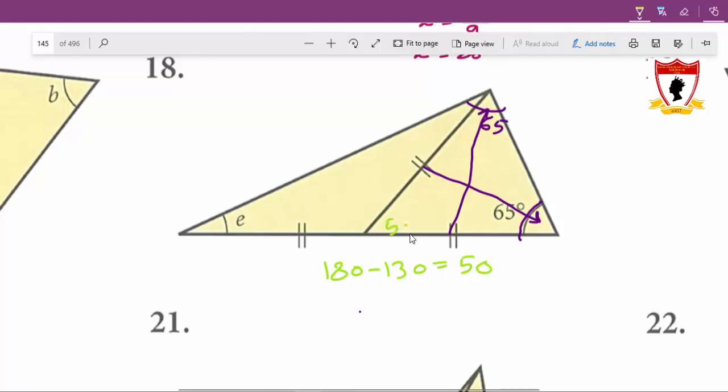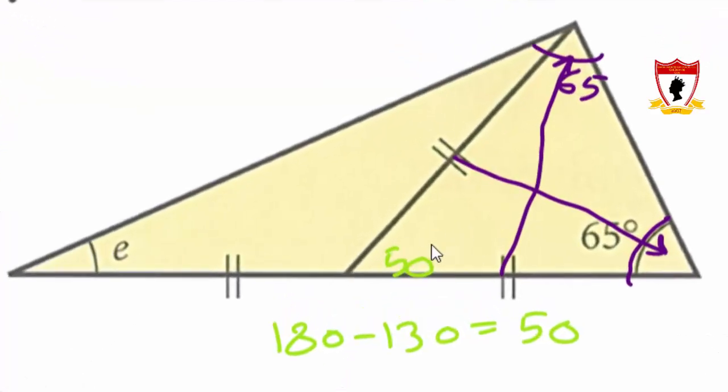It means this angle is 50 degrees. Let's see how this 50 helps to find E, because all you have to do is find the value of E. Now this angle with 50 adds up to 180 because together they form a straight angle. This much is 50. Definitely this side is 130 because 130 plus 50 is equal to 180. This is 130. And this triangle is isosceles because this side is equal to this one.